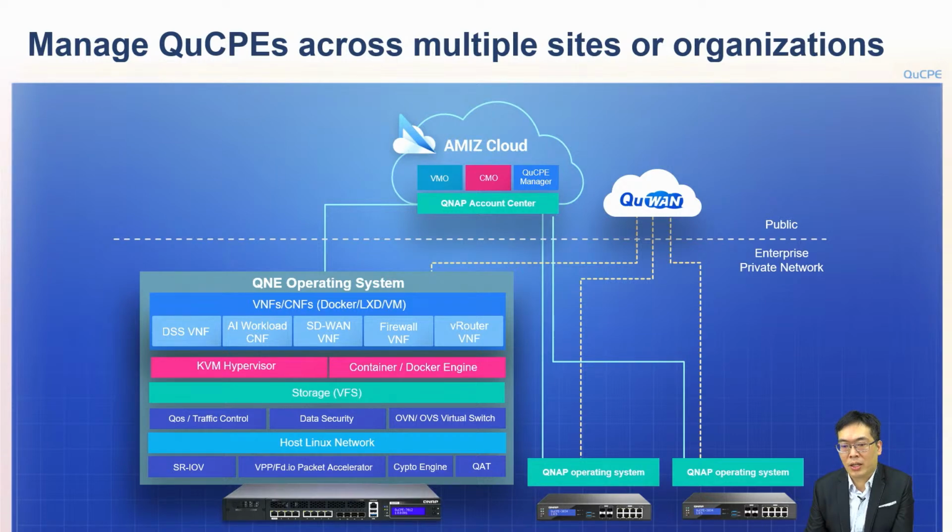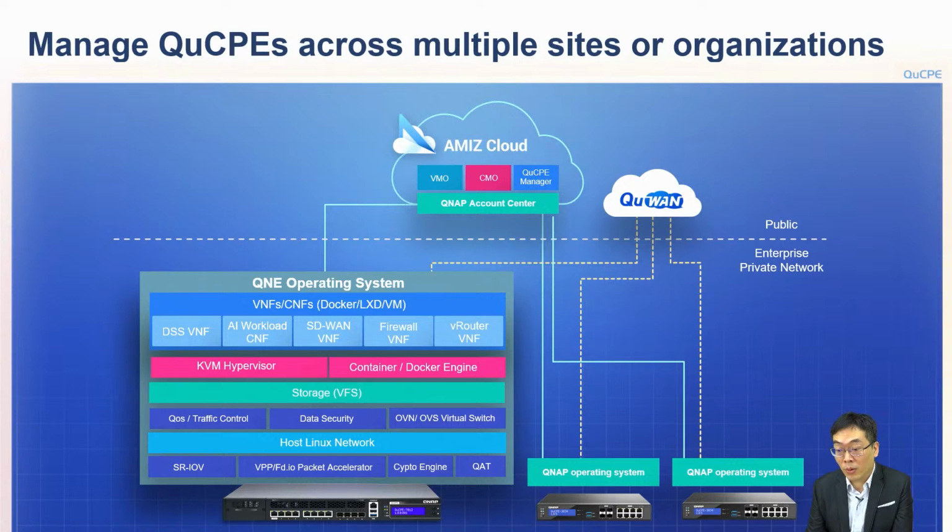The VMO is the virtual machine orchestrator, which means we are able to manage, modify, and deploy all the VMs that you want from the Armis Cloud to your local devices through the QNE, operating on your QCP as well. And the same concept applies to containers. Through the CMO, the container machine orchestrator, we can deploy your containers to your local devices.